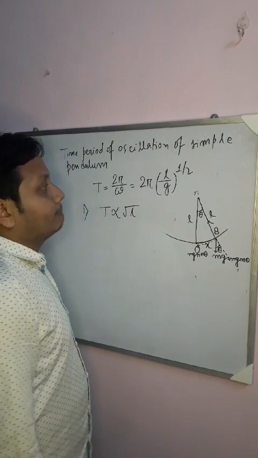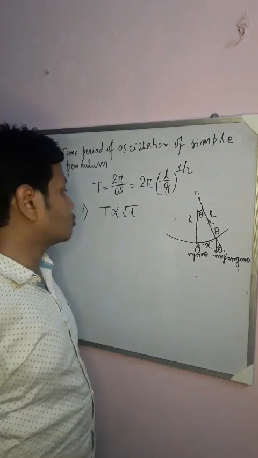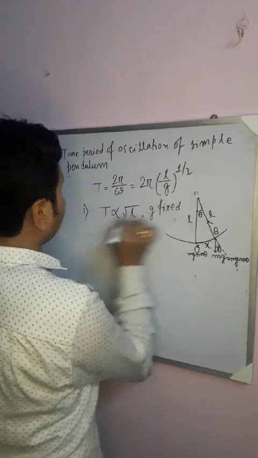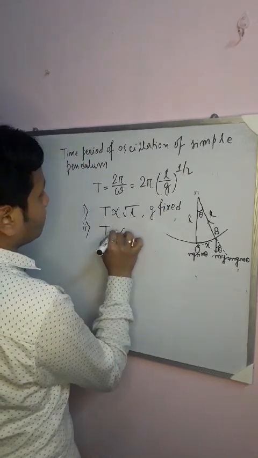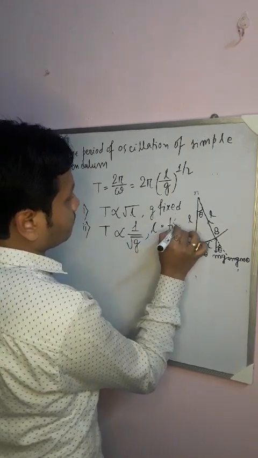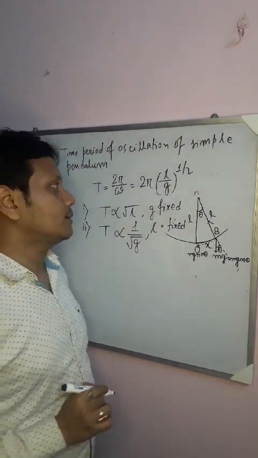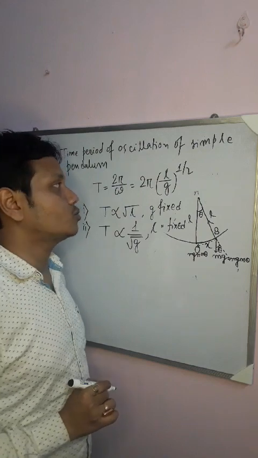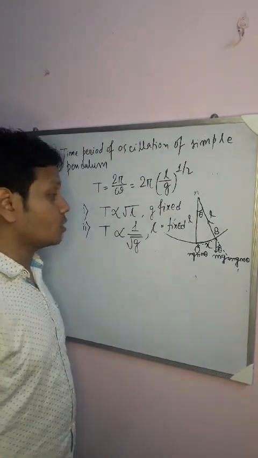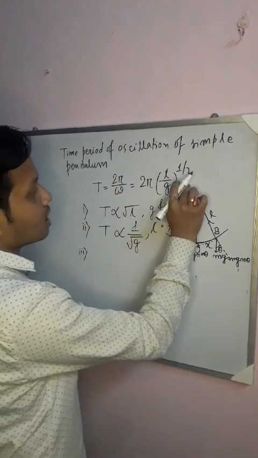Okay, when g is fixed, T is directly proportional to root L. And from this equation we also see that T is proportional to 1 by root g, provided L is fixed. That means the time period of oscillation is directly proportional to the square root of the length of the pendulum, and inversely proportional to the square root of the acceleration due to gravity. And another thing is that there is no mass term in this equation.